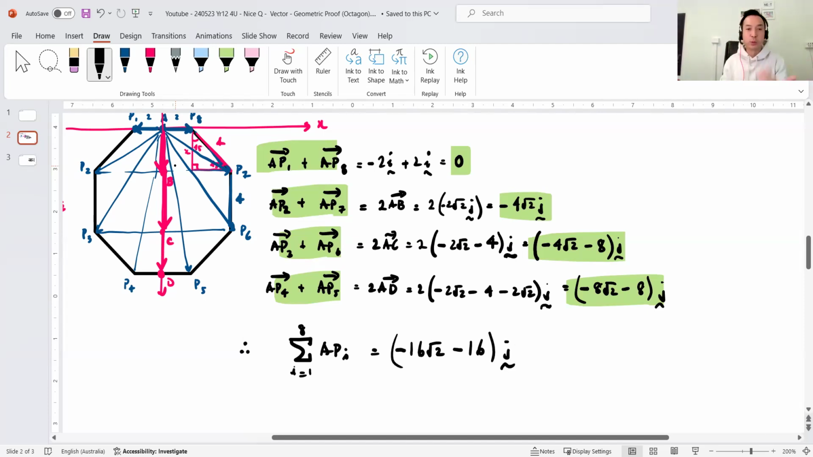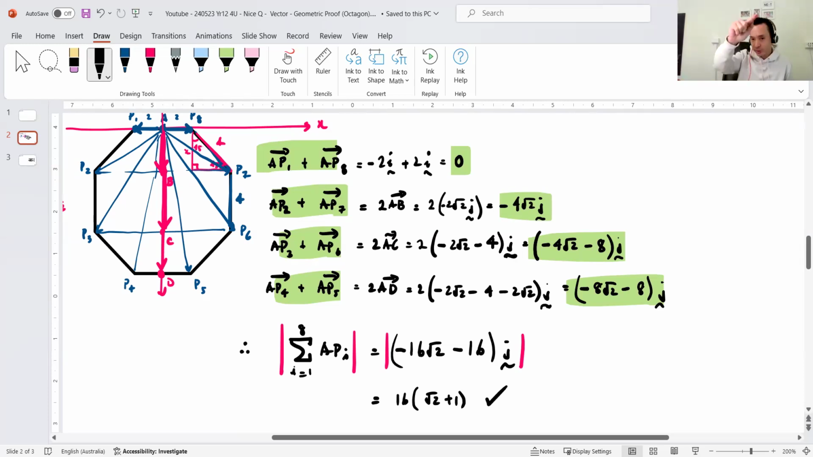And then, guys, the question wants me to take the magnitude of this. If you take the magnitude of that, because there's no x value, it is literally just the guy in front. So the magnitude of that just becomes 16. Now let's factorize it. Root 2 plus 1 units. That's it. So this question is quite nice. If it's a regular octagon, we're just going to do it in pairs, and slowly come down, till you get the 4 pairs.